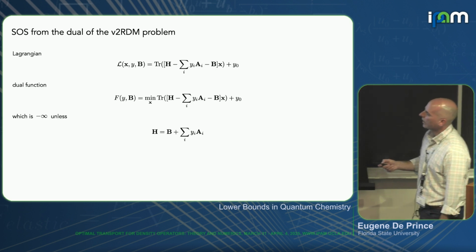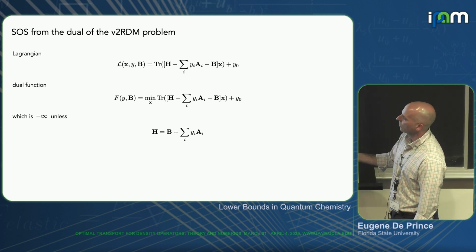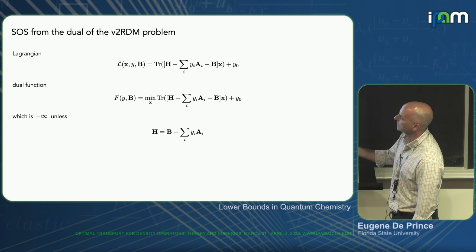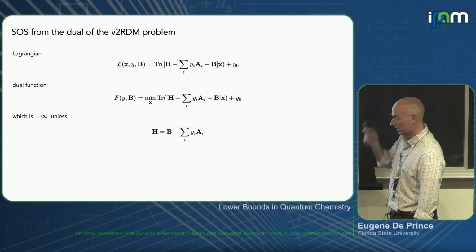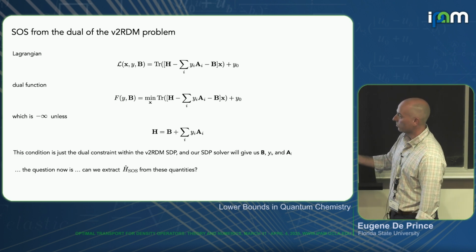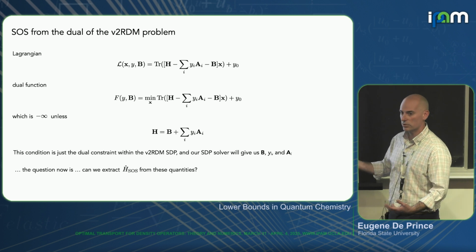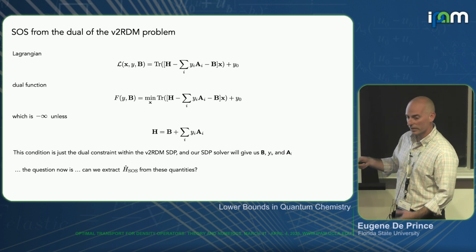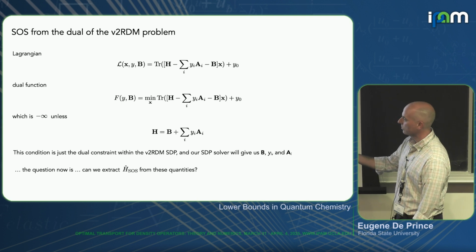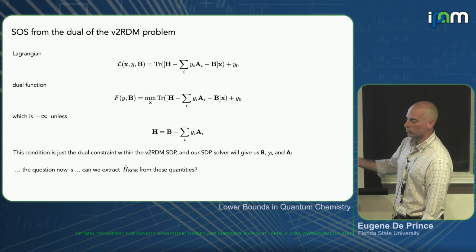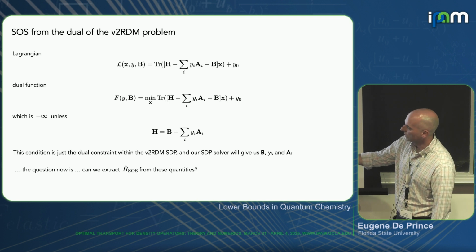So if I take that, I can define a dual function where I minimize over all of the primal variables. And you can notice that this is not going to be bounded from below. I'll get minus infinity unless this quantity is equal to 0. So now I have H is equal to B plus this sum of constraint matrices times Lagrange multipliers. And this is just the dual problem, the dual constraint in the V2RDM SDP that we solved numerically. So if I run my little calculation, I can pull out these B's and Y's at the end. And I can construct a Hamiltonian in this way.